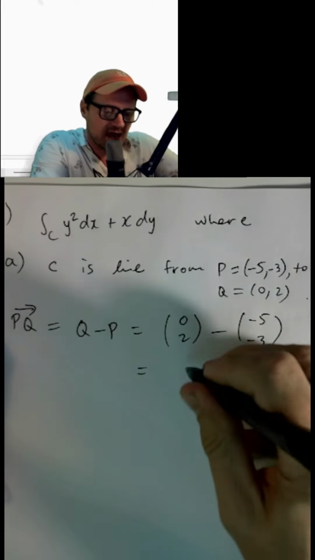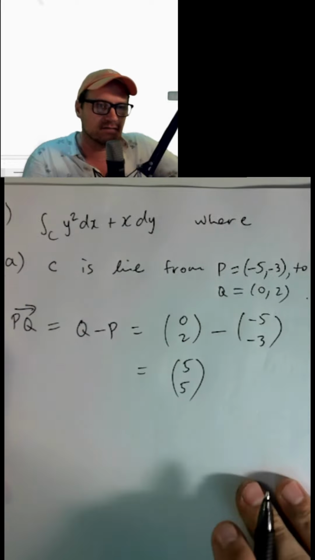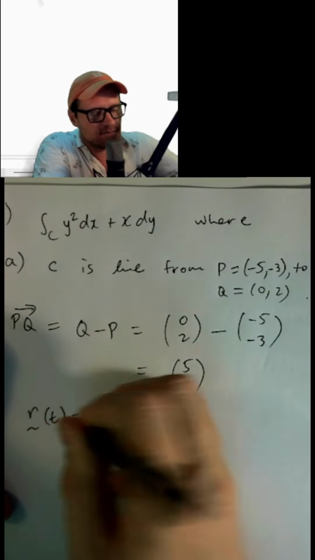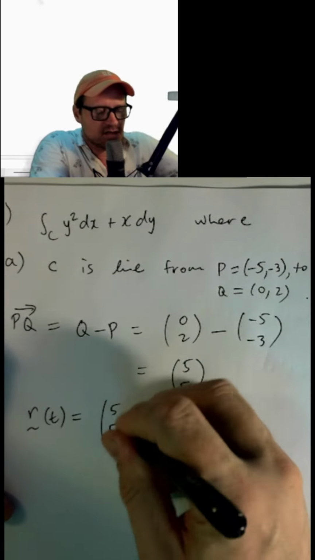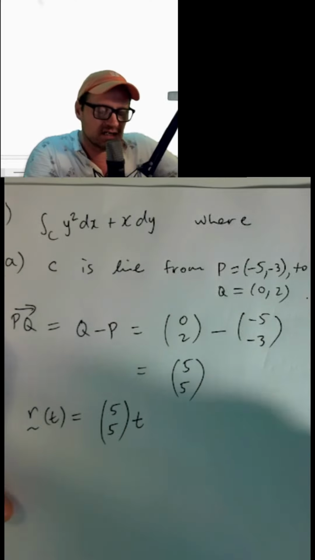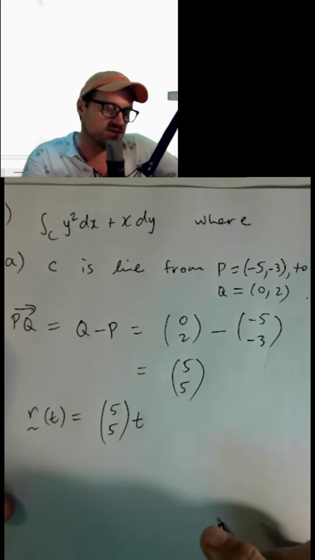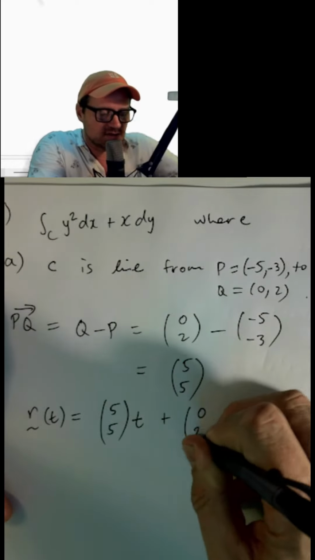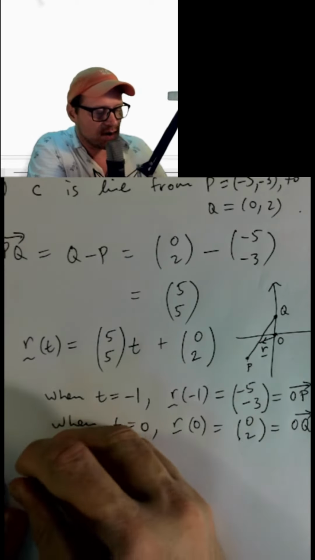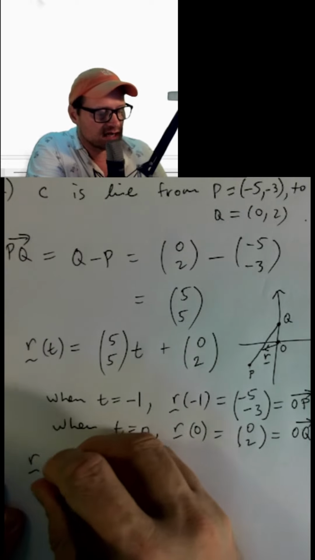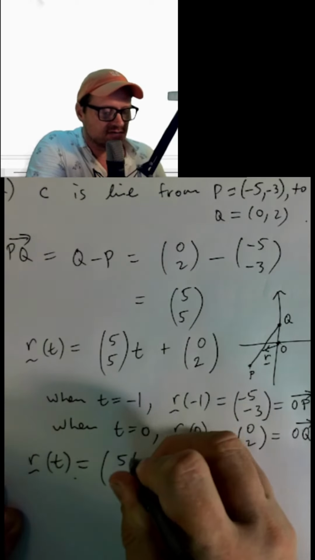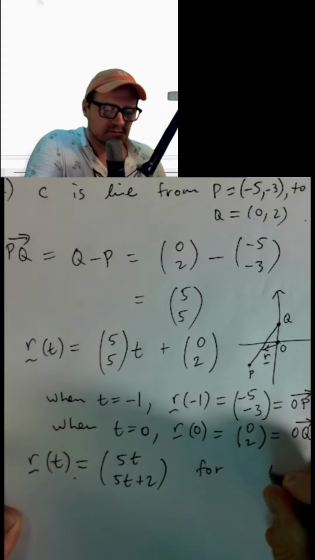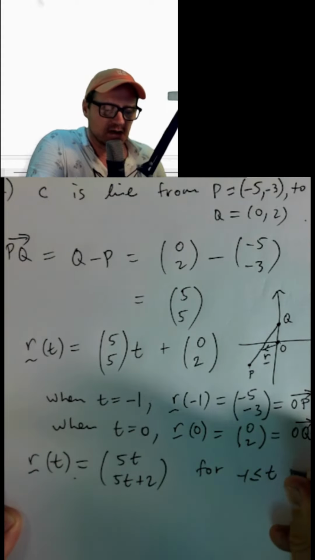And so for this, we get (5, 5) as our vector PQ. Okay, and so to parameterize this line, we've got r of t is that vector, PQ, times the parameter t plus one of the points. If I just choose the easy one, Q, then we've got plus (0, 2). So our parameterization of that line segment is r of t equals (5t, 5t + 2) for t between -1 and 0.